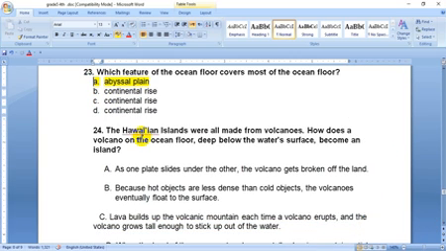Question 24. The Hawaiian Islands were all made from volcanoes. How does a volcano on the ocean floor, deep below the water surface, become an island? How does a volcano make an island?